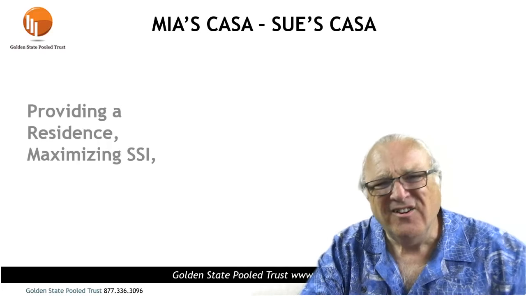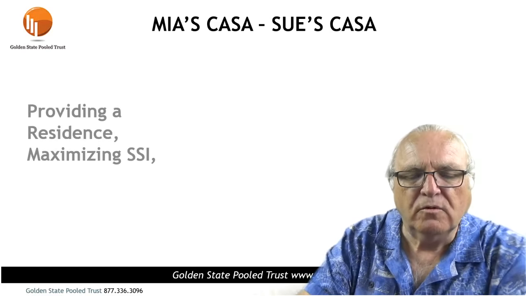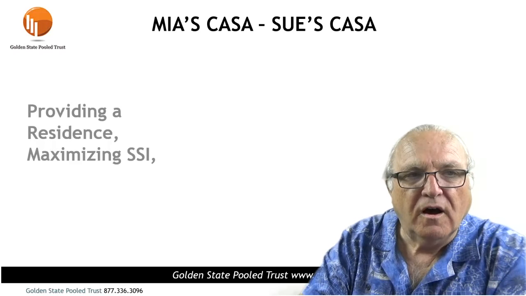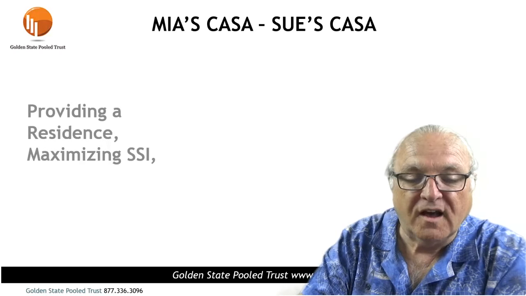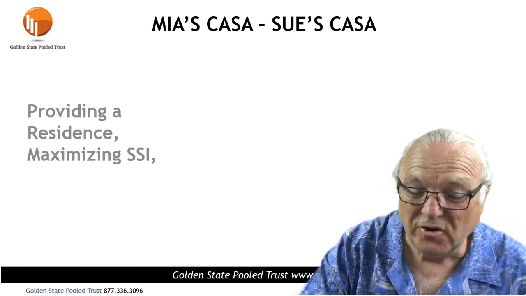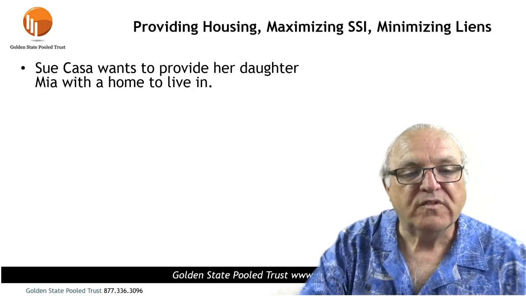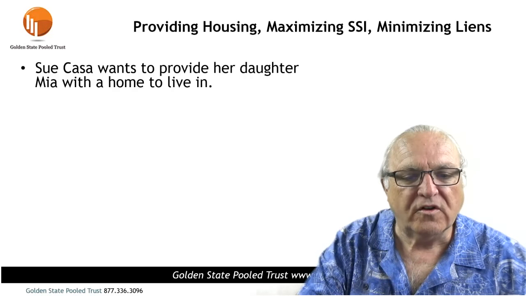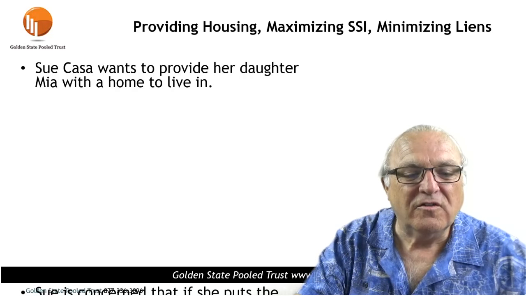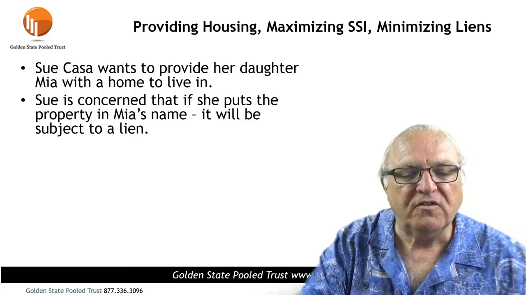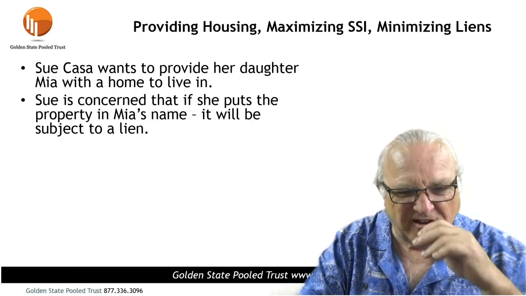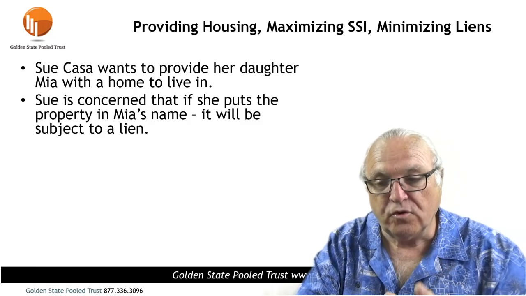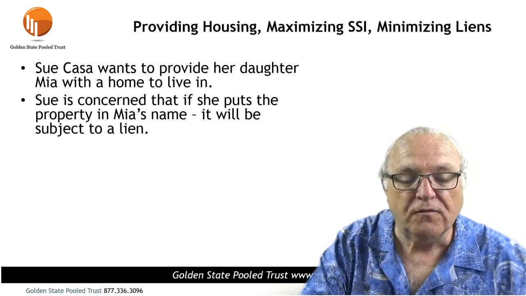Okay. Here's another example, and I know once again the Golden State Pooled Trust here, the nonprofit is the North Bay Housing Coalition, so obviously housing is very important to us. So in this example, Sue Casa wants to provide her daughter Mia with a home to live in. Sue is concerned that if she puts the property in Mia's name, it would be subject to a lien. Now, we have a slide coming up to remind us that as long as that house is in a living trust and does not pass by probate, it can avoid the lien.